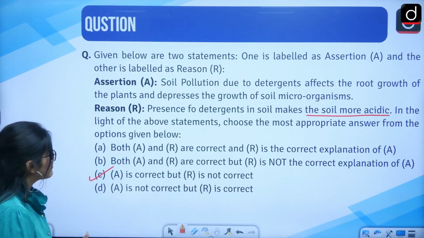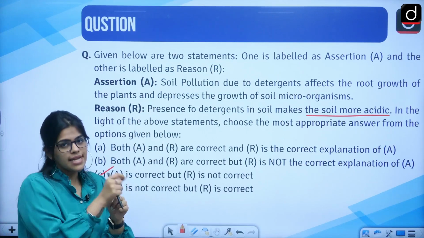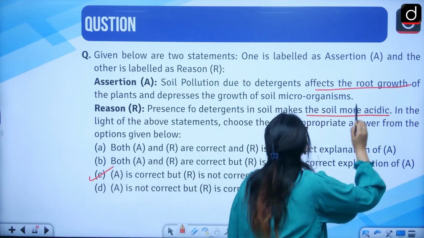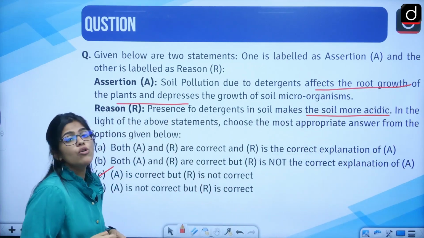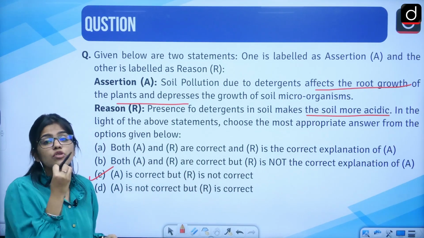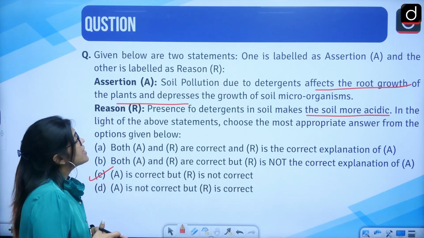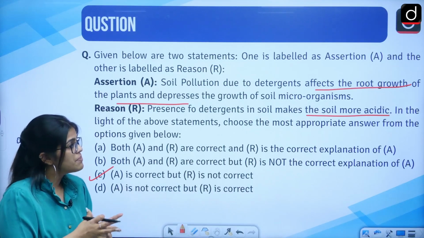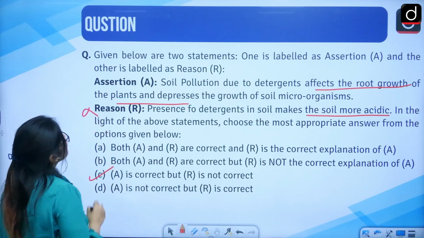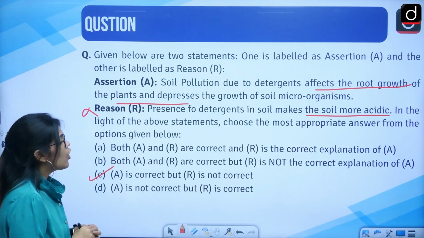Let us read. First of all, your assertion is very much correct. The soil pollution due to the excess use of detergent will hamper the root growth of different plants that are there, and it will also stop the growth of the microorganisms. It will depress the growth of good microorganisms and the soil can get deteriorated. And then, in the presence of the detergents, it makes the soil more acidic. No, this is not true. So we have the assertion as correct, but your reason is not correct.